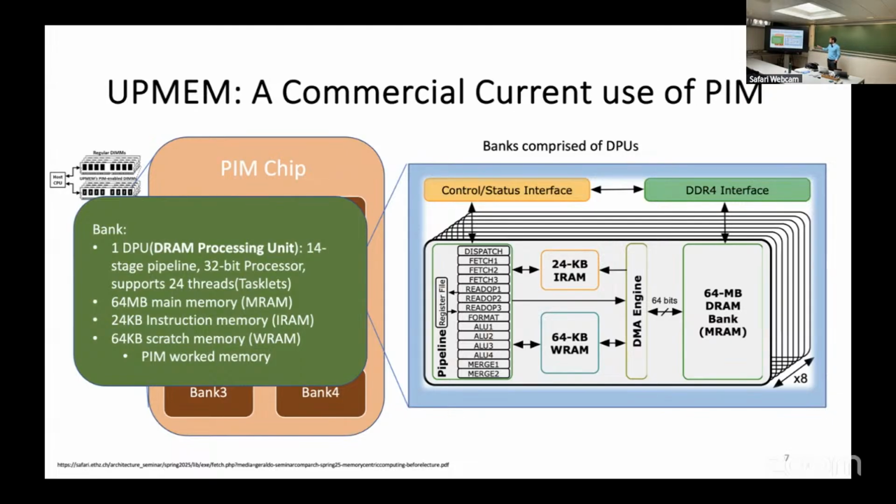There's also a 64 megabyte DRAM bank, which is where most of the memory will be written to and read from by the CPU. You have a 24 kilobyte IRAM instruction memory, which is where the instructions will be stored for the DPU that will then be used for computation. And then you also have a 64 kilobyte WRAM, which is what is called a scratchpad. The scratchpad is what the DPU will use for its computations, for in-between storage and loading of processes and such.